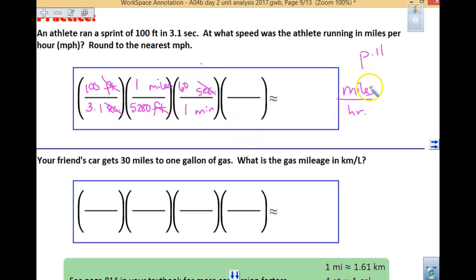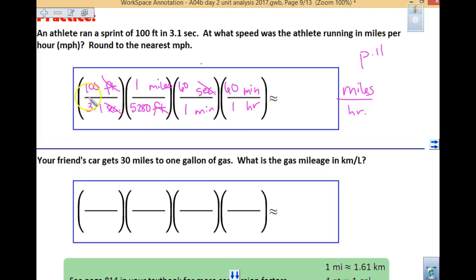But my answer is not in miles per hour, it's in miles per minute. So my last step when I am doing this one is going to be to do what, Natalie? Do you see that on the top I have miles already? But in the bottom I have minutes. And I don't want minutes in my answer, I want hours. I want minutes at the top and hours at the bottom. Minutes to hours. 1 hour is to 60.